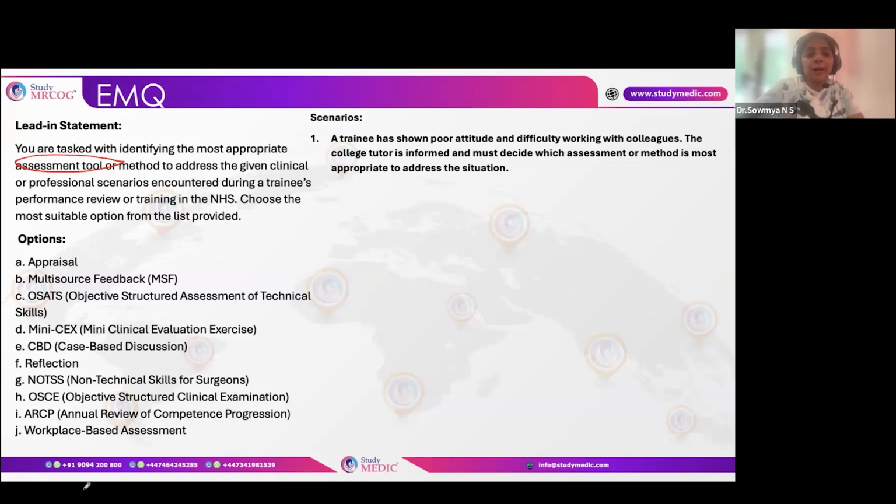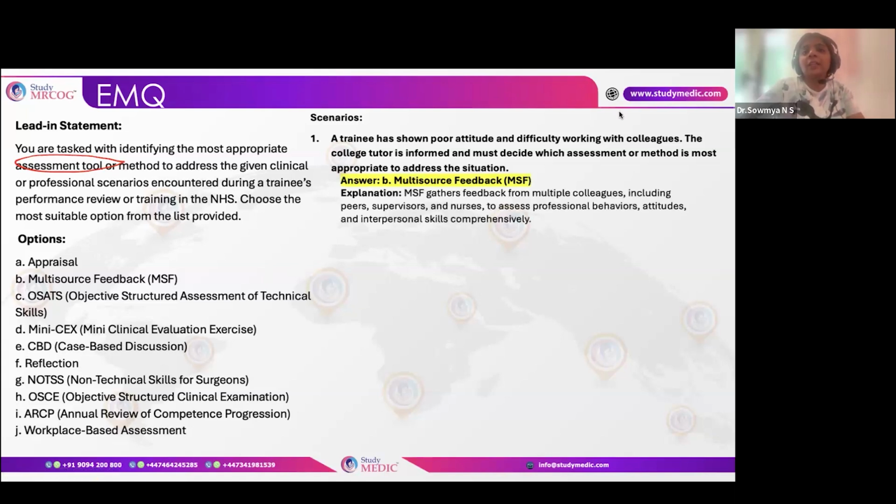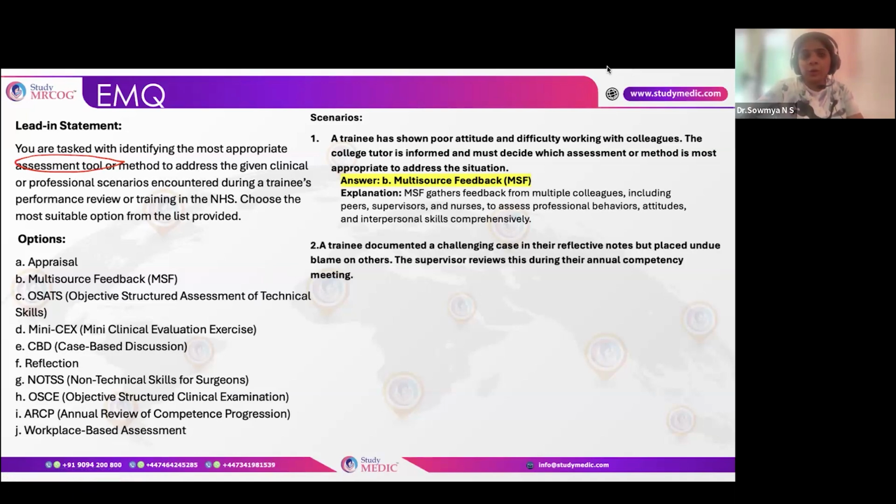Multi-source feedback is nothing but getting feedback from your colleagues to understand how good or bad you are. It is not only from the doctors, it is from everybody. I hope this is a very simple and easy one. Let's move on to the next one. You have a minute again. Read and answer.